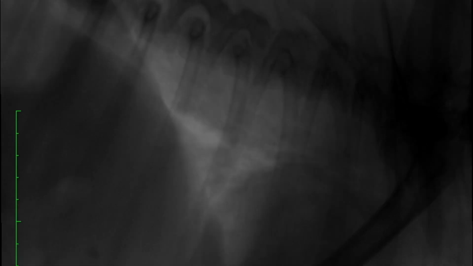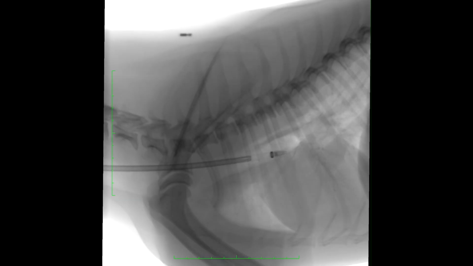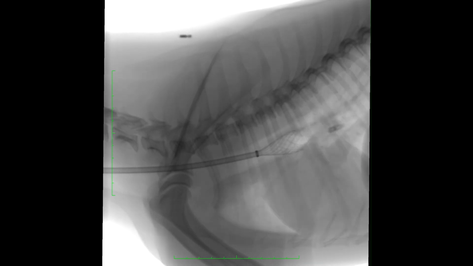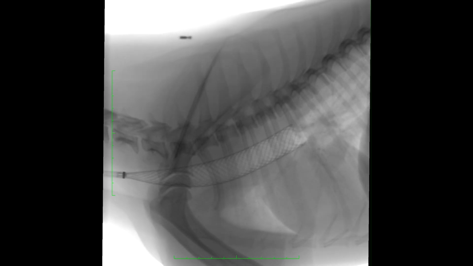Now, in a lot of cases, especially with pugs, tracheal collapse is commonly treated using stents. And stents are often put in using fluoroscopy as well. So you're diagnosing and you're also treating using the fluoroscopy on a lot of collapsing tracheas.